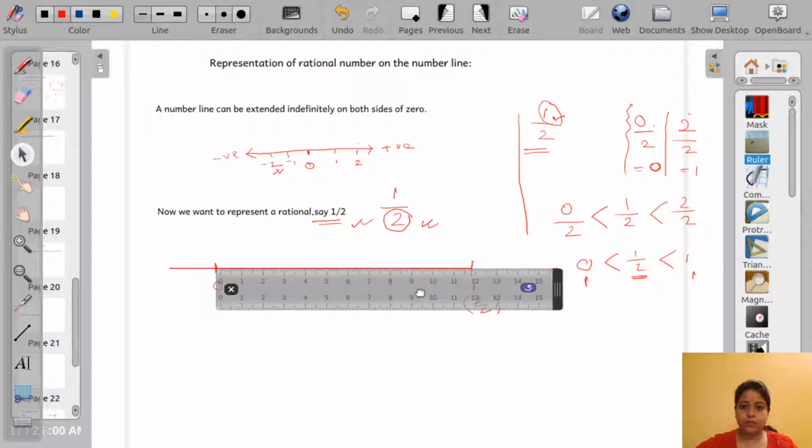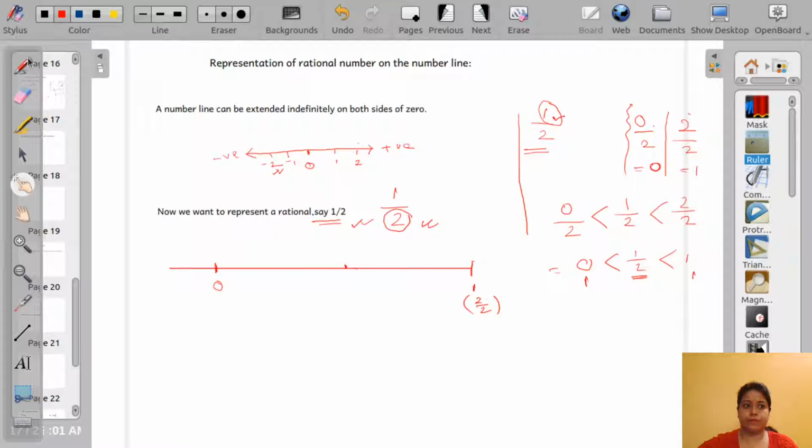So this is 0 and this is 12. Just we have to divide this number line into two equal halves. That means the middle point between 0 and 12 will be 6. We will mark it here. So this point will be 1 by 2.